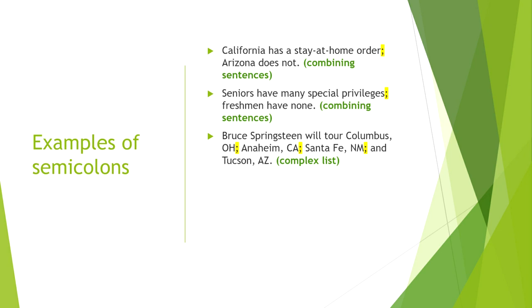So in this case: Bruce Springsteen will tour Columbus, Ohio; Anaheim, California; Santa Fe, New Mexico; and Tucson, Arizona. Okay? If you had used the comma in that case, it would have gotten very confused with all the other commas after the cities. Okay, so that's why the semicolon is used in that case. So if your list of things has commas already in it, you use the semicolon instead of the comma as you would in a normal series.